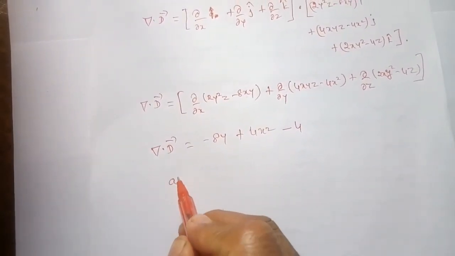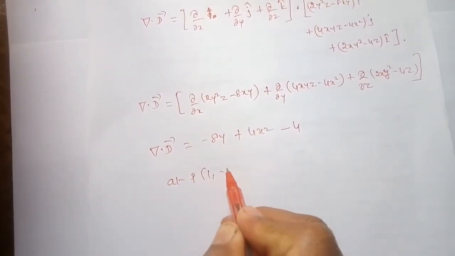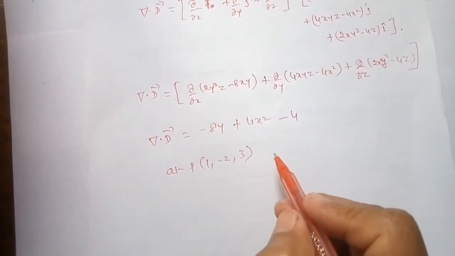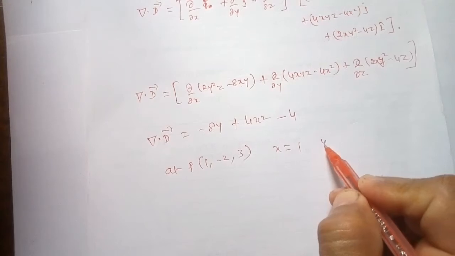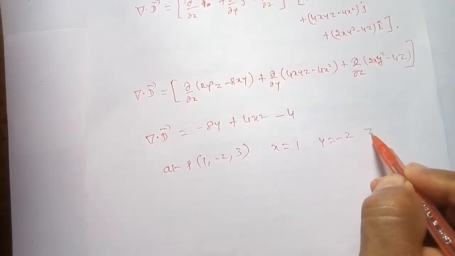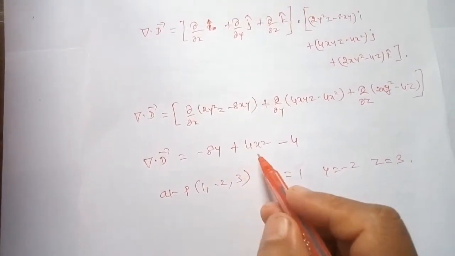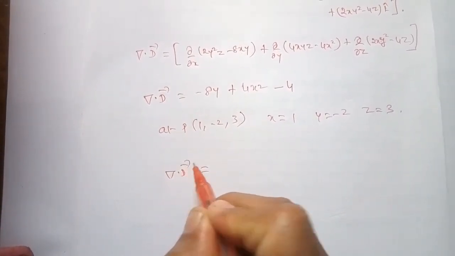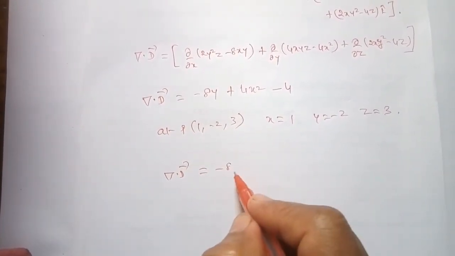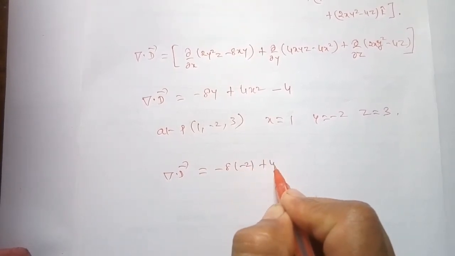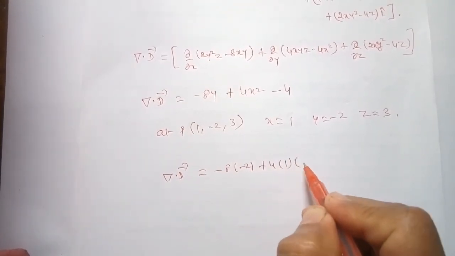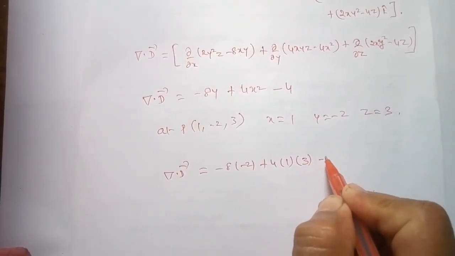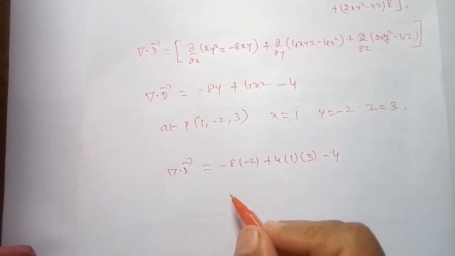So at the point you have to find out (1, minus 2, plus 3). So x is equal to 1, y is equal to minus 2, z is equal to 3. Substitute that in the above equation, you will get del dot D is equal to minus 8 into y is minus 2 plus 4 into x is equal to 1 into z is 3 minus 4.